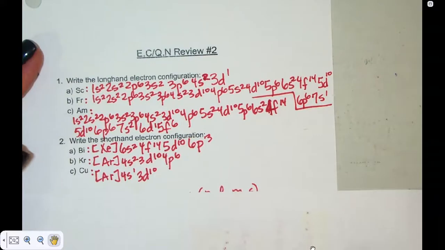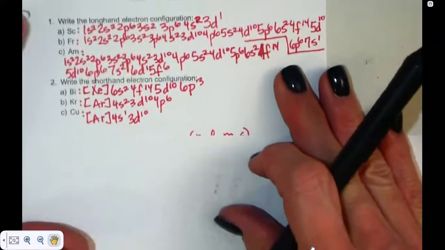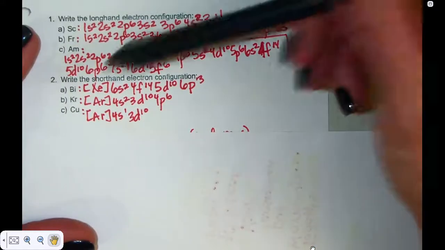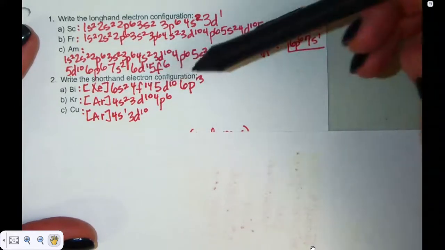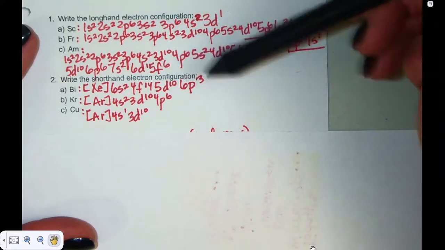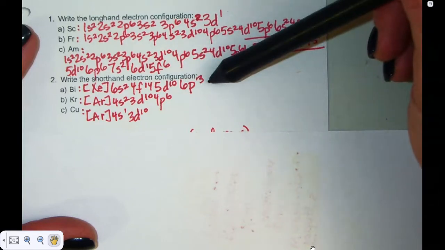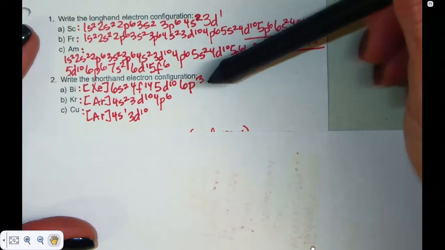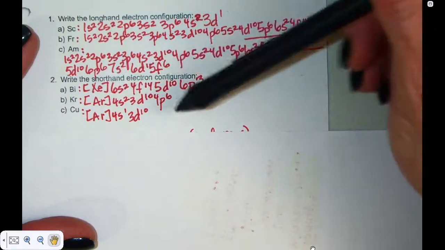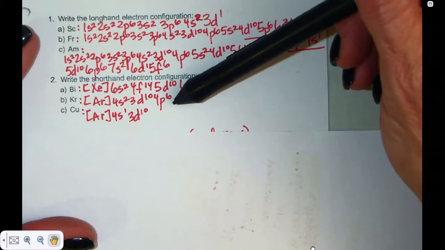Now for the next little section, I wanted you to do the shorthand electron configuration. So for bismuth, xenon in brackets, 6s2, 4f14, 5d10, 6p3. For krypton, you would put argon in brackets, 4s2, 3d10, 4p6.